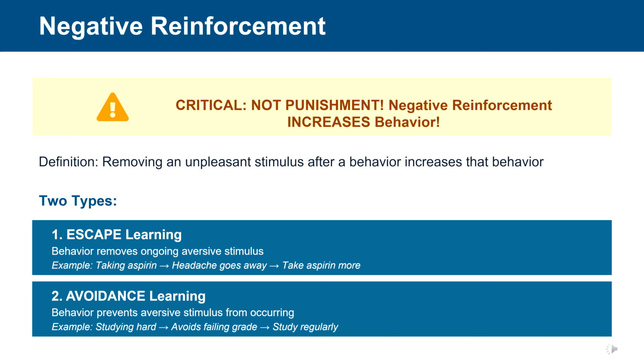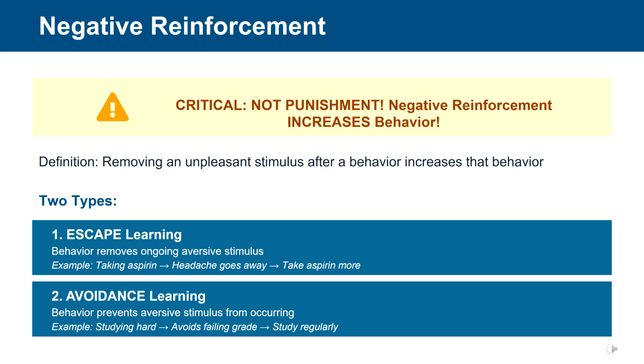Negative reinforcement is one of the most misunderstood concepts in behavior therapy. Remember, it's not punishment. Negative reinforcement increases behavior by removing something unpleasant. There are two types: escape learning and avoidance learning. Escape learning is when a behavior removes an ongoing aversive stimulus. You have a headache, then you take aspirin and the headache goes away. You've learned to take aspirin when you have headaches.